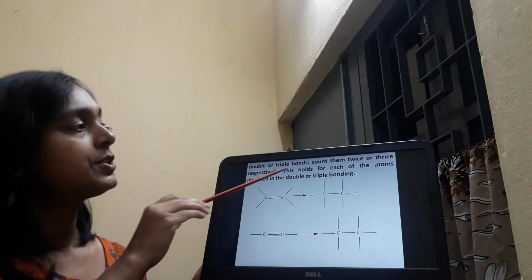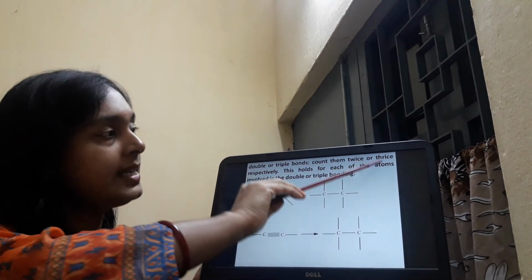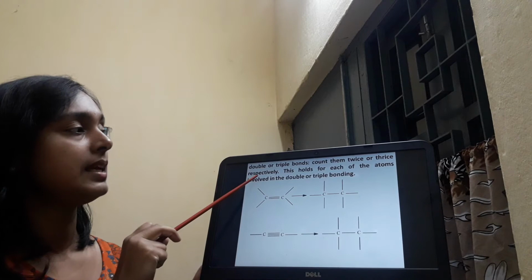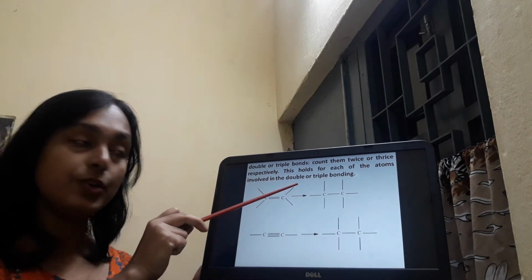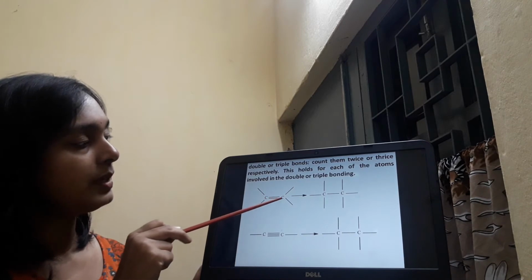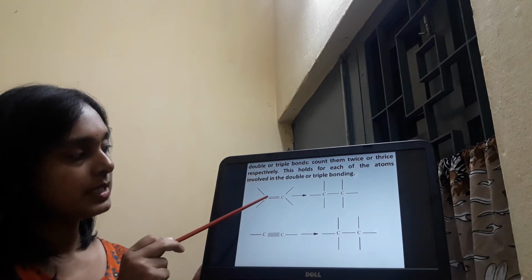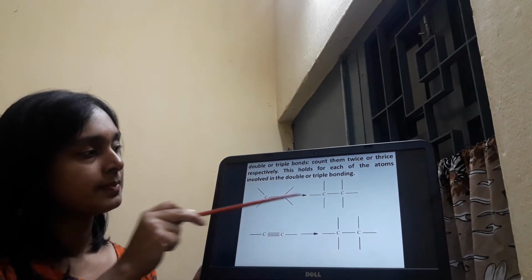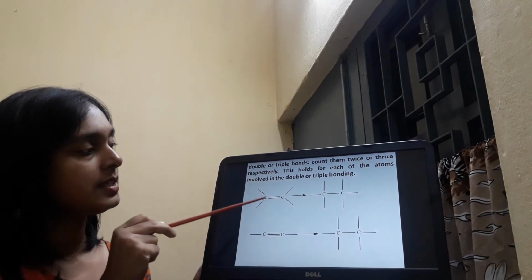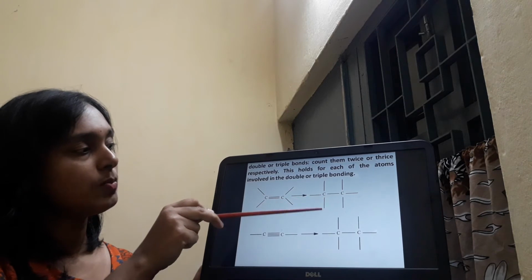See, double or triple bonds count twice or thrice respectively. This holds for each of the atoms involved in the double or triple bonding. See, for this example, here it is a double bond. Suppose this carbon is linked with 2 carbons. This carbon is linked with 2 bonds. Here it is 2 bonds. Here it is 2 bonds.